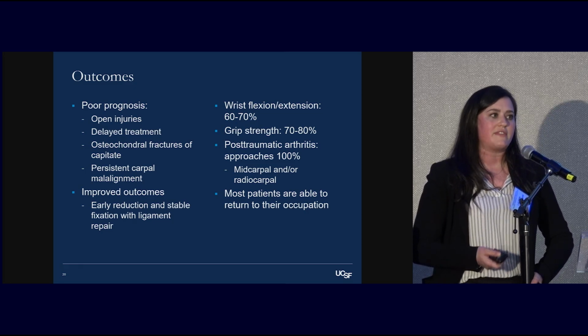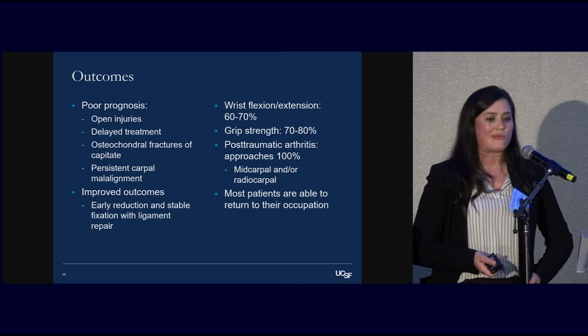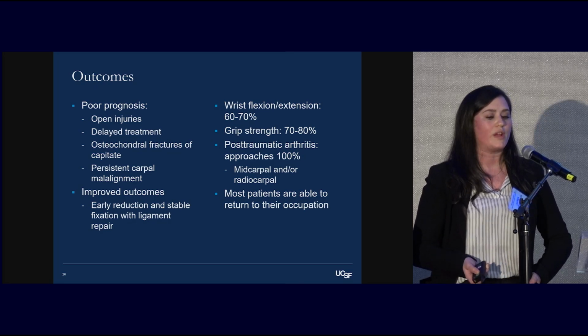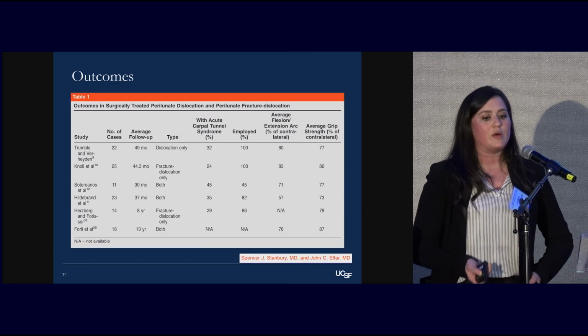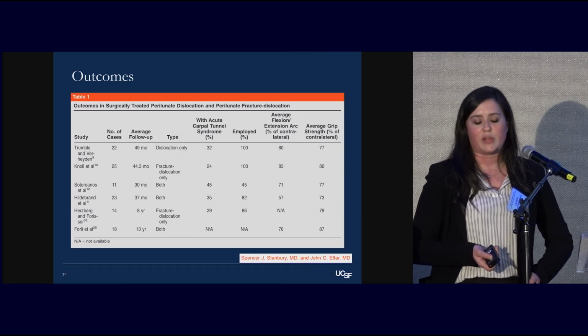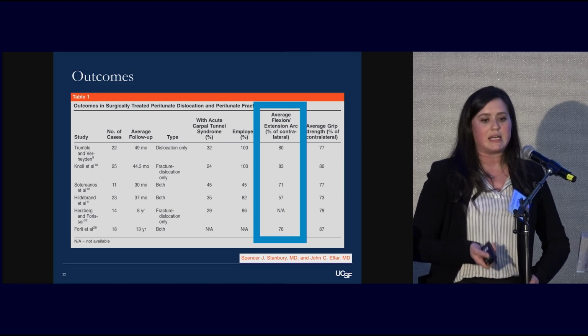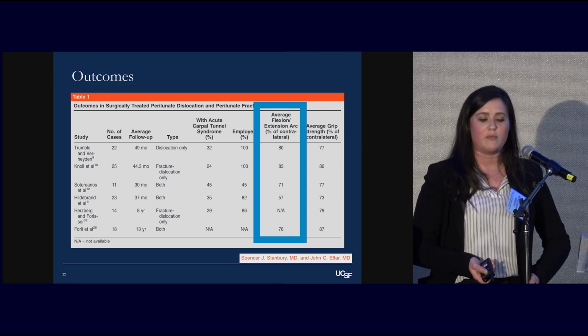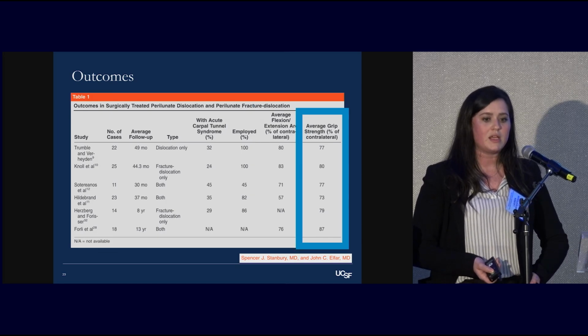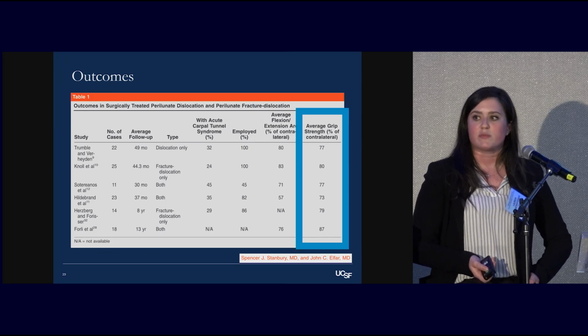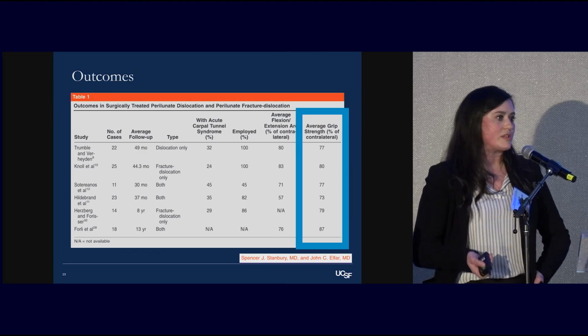The vast, vast majority of these patients do get post-traumatic arthritis, and that can be mid-carpal and or radiocarpal arthritis. And most patients are able to return to their occupation. So this is a nice review of a few case series, and you can see that, again, most patients get back a good amount of motion, but it's never going to be perfect. The grip strength does decrease, which is important, especially in patients who are laborers and where they need to really have that grip strength.